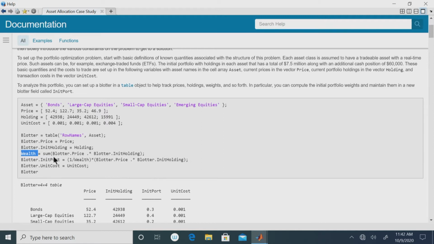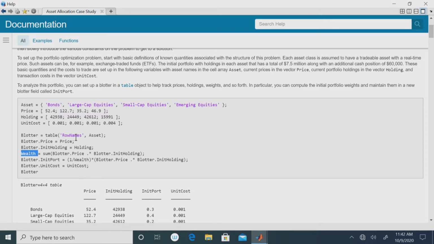And then what you do is that you take the blotter price dot blotter initial holding. So, this basically gives you a vector of size 4, whose each component will essentially give you the total amount of money that is invested in each of the assets. So, its components will be 52.4 into 42938, and so likewise for the other components. So, each of those 4 components, when you divide by the total wealth, you will basically get your initial weights for each of those components that you have identified here at the top, and blotter unit cost is the transaction cost.